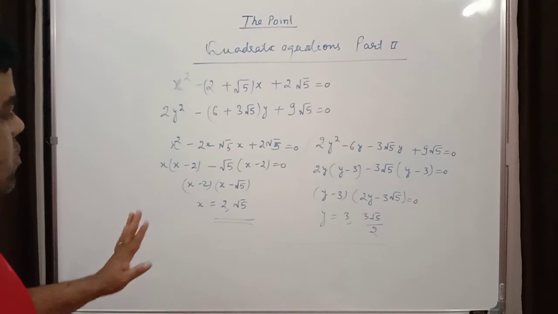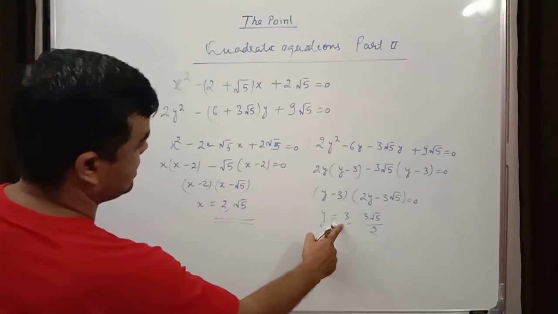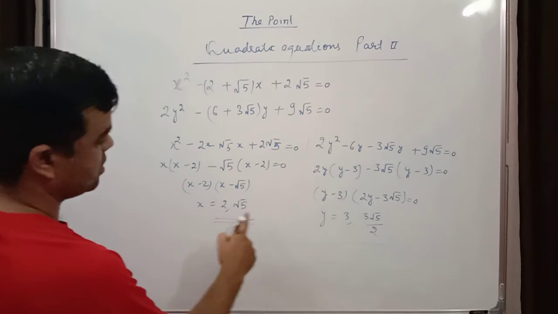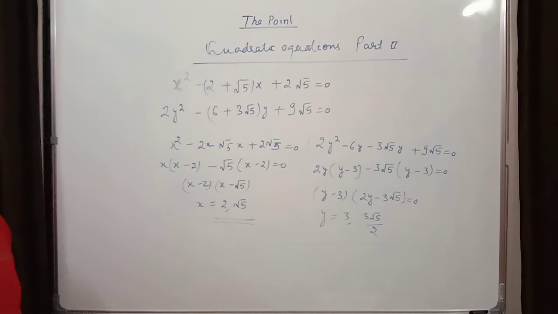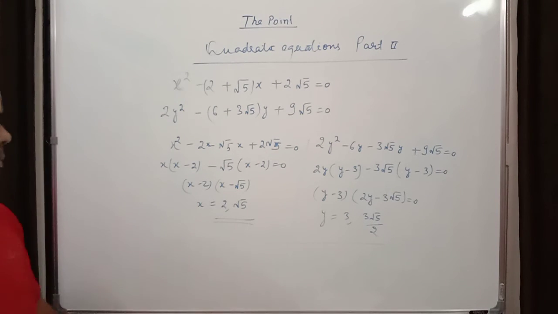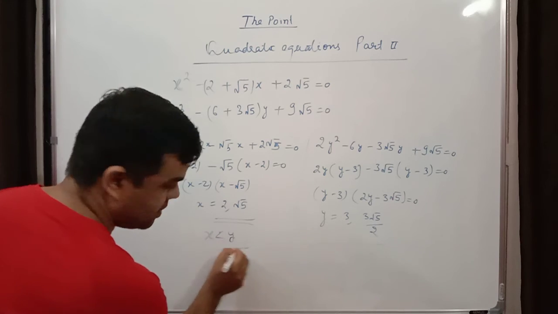Okay. Now you compare the equation. Okay. So 2 is less than this also, less than this also. Root 5 is less than this and less than this. Okay. Correct. So the answer is x is less than y.